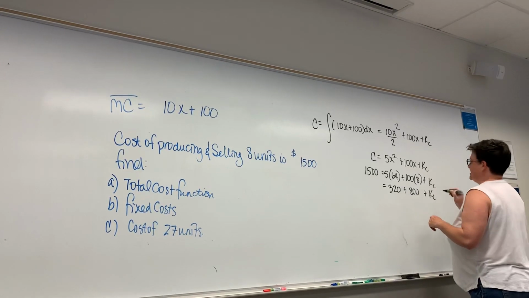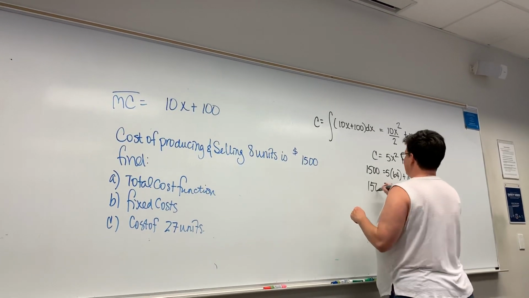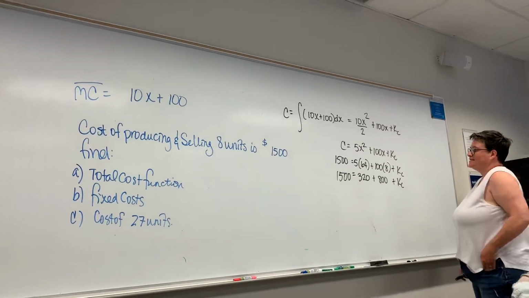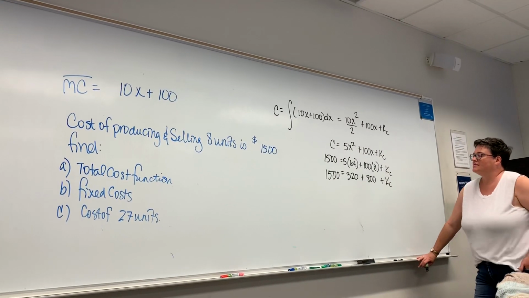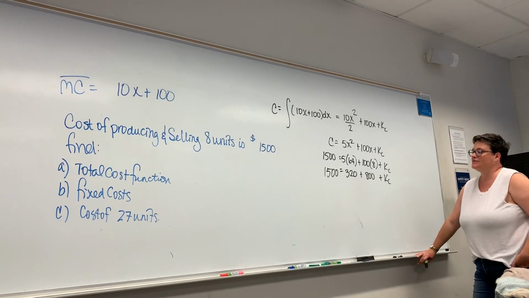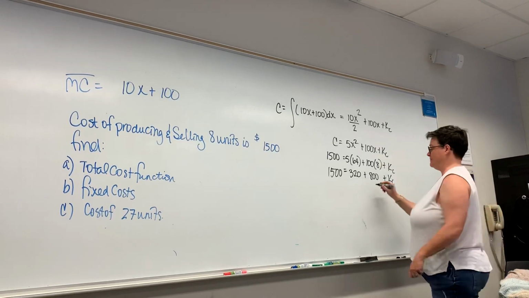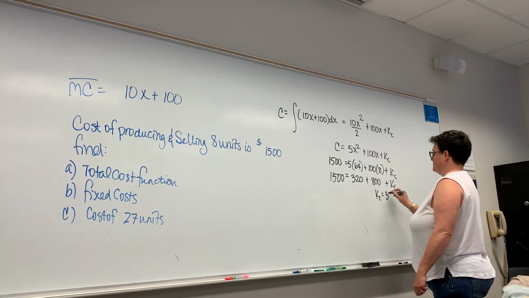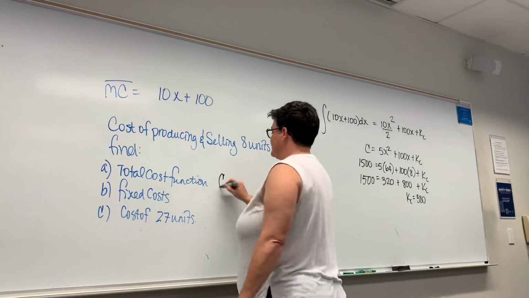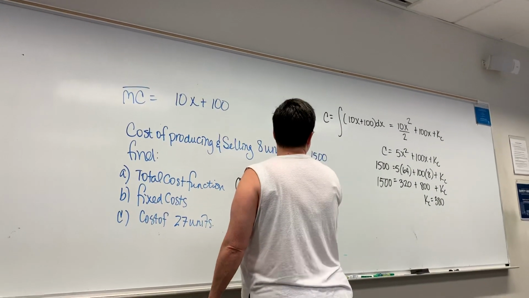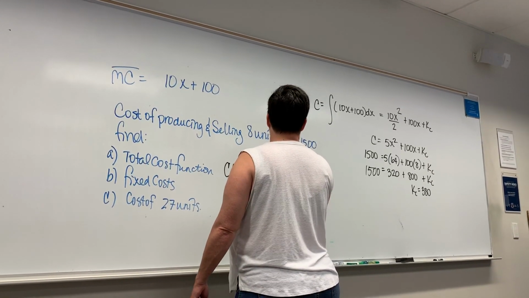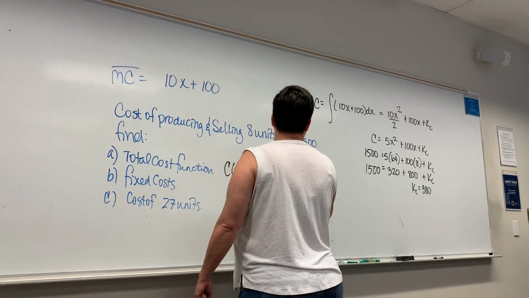Plus k sub c. It's 1,500. I made that big enough, barely. So 1,120 on one side gives me 380. Is that right? So now my total cost function is 5x squared plus 100x plus 380.